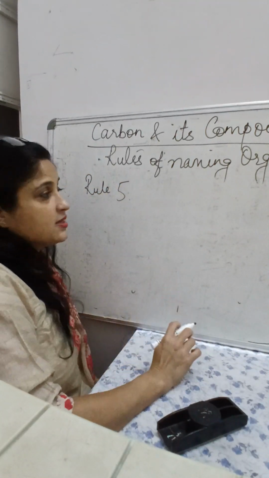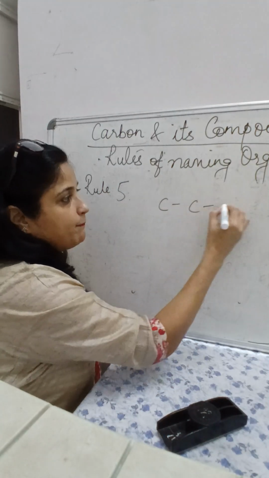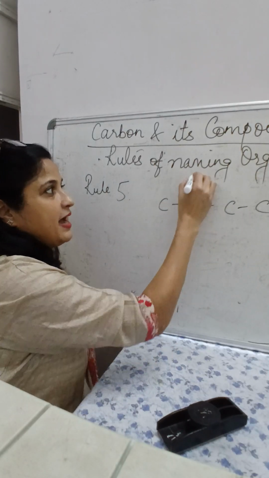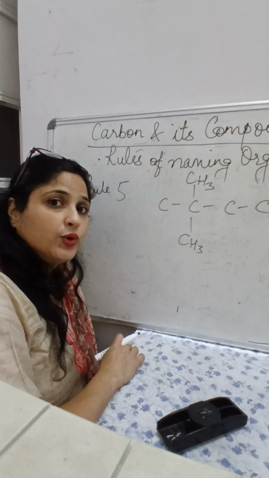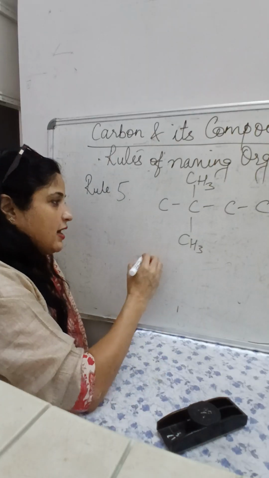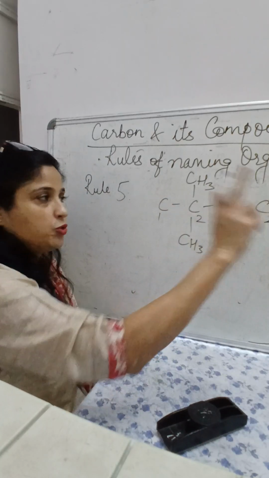Fifth point says that when I have 2 methyl groups, for example, this is my butane chain with the 4, and I have 2 methyl groups here. Then what should I do? Then this is also my alkyl group only. What I will do, 1 2 3 4. This is the way I am going to name.